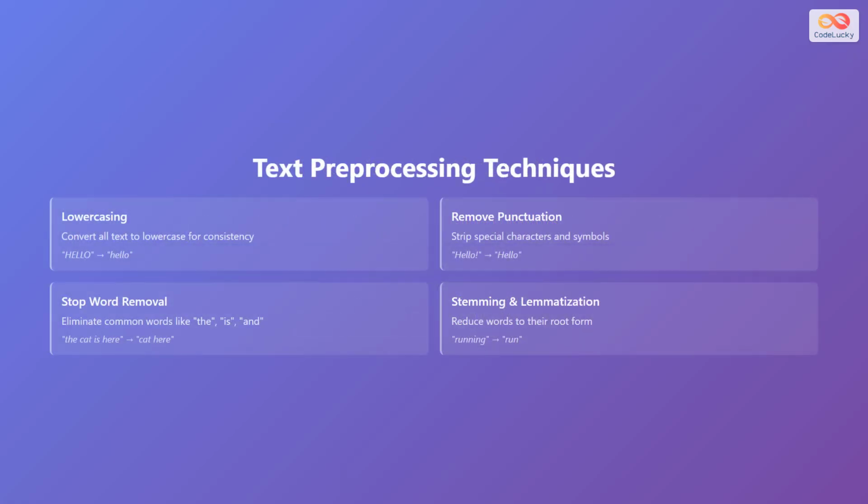Text preprocessing involves several techniques to prepare data for analysis. Lowercasing converts all text to lowercase so that "Hello" and "hello" are treated the same. Removing punctuation strips away special characters and symbols. Stop word removal eliminates common words like the, is, and that don't add significant meaning. Stemming and lemmatization reduce words to their root form. For instance, running becomes run. These techniques clean and standardize text so computers can better understand and analyze it.